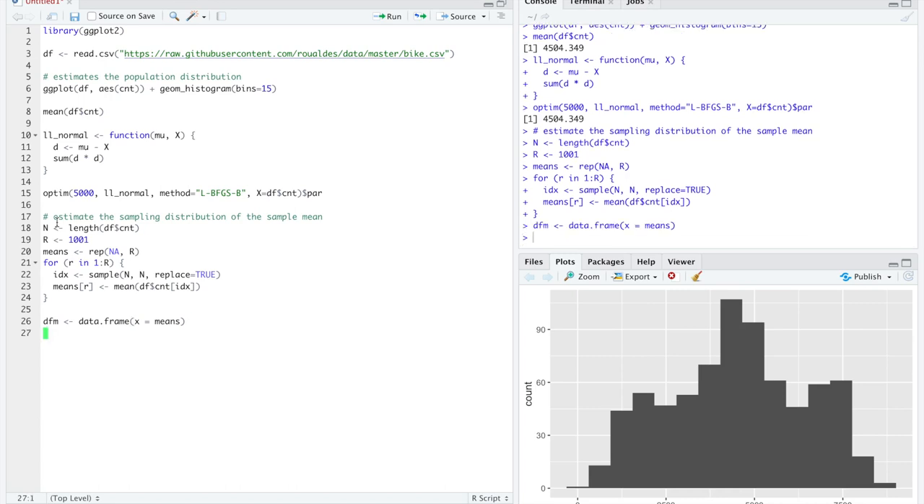So we just produced a bootstrap estimate of the sampling distribution of the sample mean. Now, if we wanted to look at what that distribution looks like, we could, and now I'm going to make a density plot, because the sample mean, different than the population distribution, can take on decimal values.